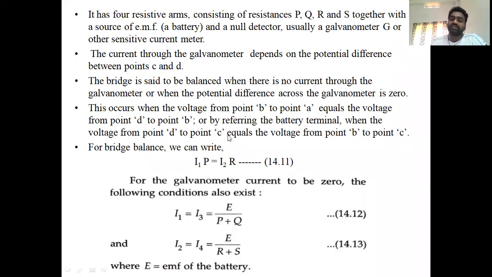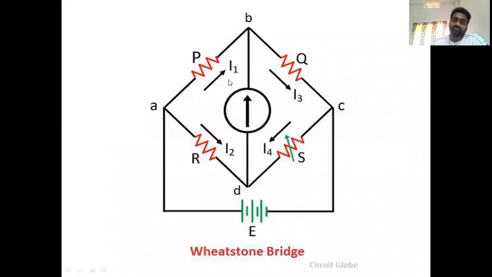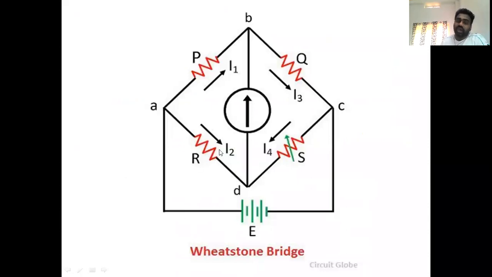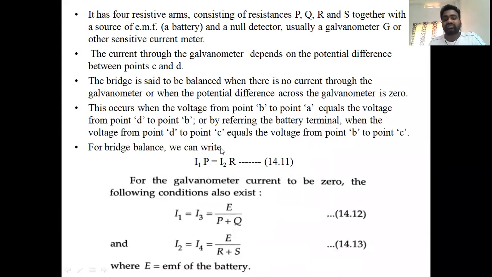If the bridge is in balanced condition, I1 into P, where I1 is the current flowing in the first arm and P is the resistance of the first arm, is equal to I2 into R, where I2 is the current flowing in the second arm and R is the resistance of the second arm. At this balanced equation, there is null deflection in the galvanometer. The bridge is now in a balanced condition.